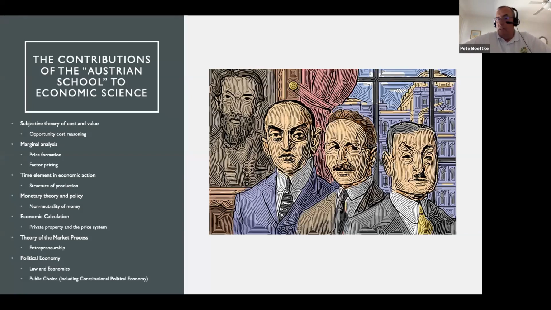The time element, from Menger onwards, Austrian economists always worried about the time element in economic action. Time only moves in one direction. It's not reversible. We're always involved in production for an uncertain future. We're trying to figure out ways in which we coordinate our activities through time. And so this led to, for example, a focus on intertemporal coordination.